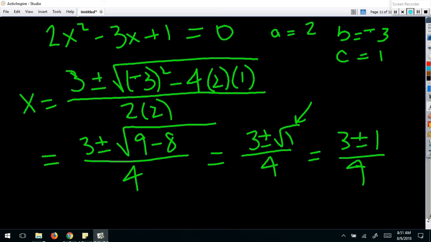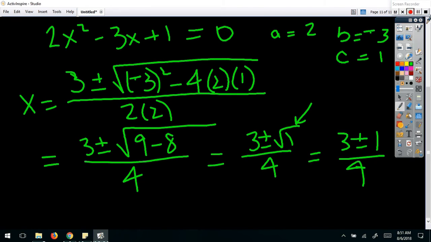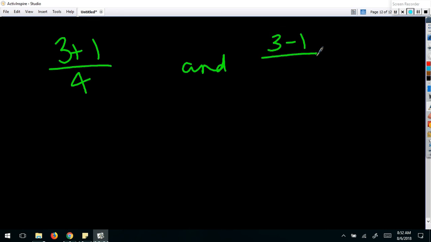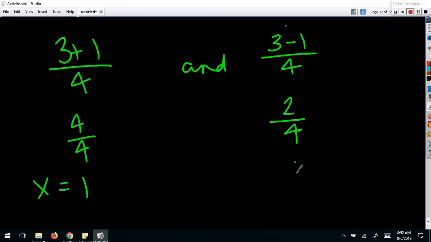So it gives me, and I think I'll go to the next page to show you, 3 plus 1 divided by 4, and it also gives me 3 minus 1 divided by 4 because I can split those up. 3 plus 1 is 4, 4 over 4 is 1, so there's one solution, and then 3 minus 1 would be 2 over 4, which is 1/2.